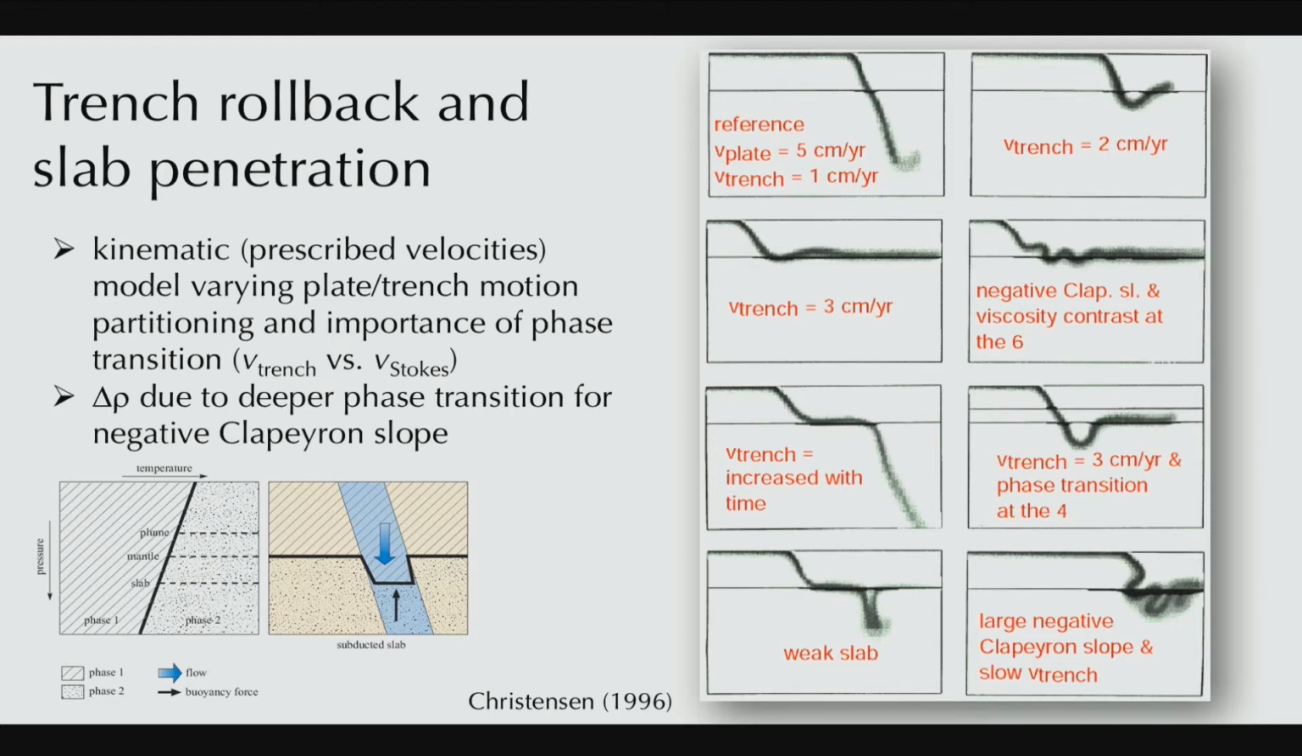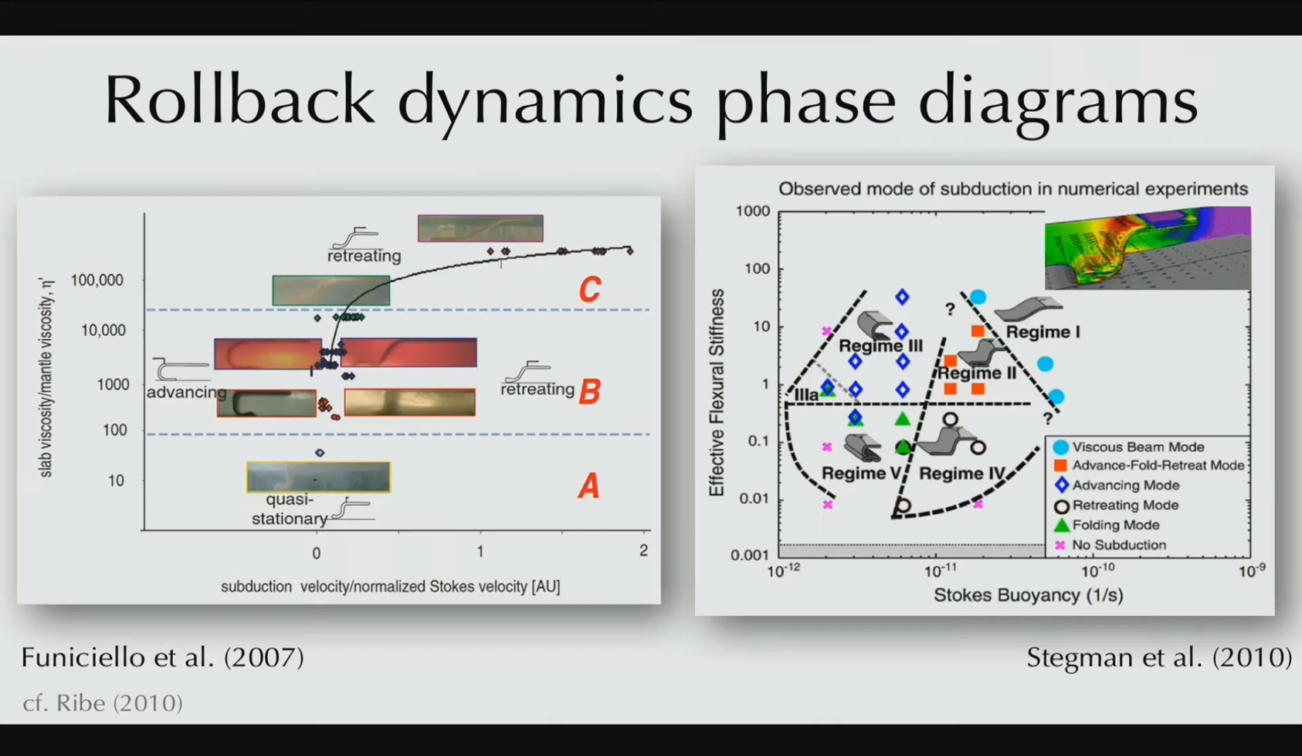and the behavior in temperature-pressure space is governed by a slope. If that Clapeyron slope is negative, then the phase transition will be depressed downward in cold material such as a subducted slab, and this will serve to push things upward. And Magali is going to talk more about that. And so if that phase transition is strong, you will also have an issue with penetration. Right, so we know that trench rollback is an important parameter, not the only one. Slab strength is another one, and Magali is going to talk more about this.